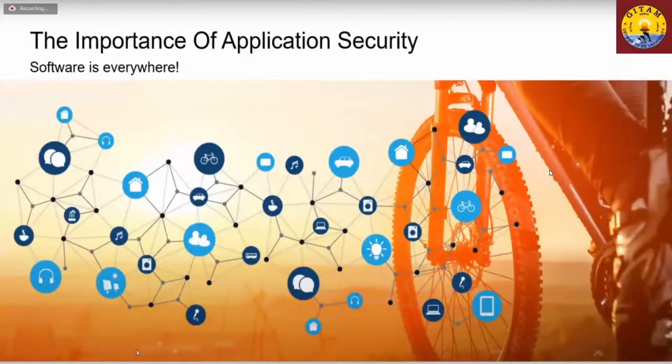Simply put, application security is the general practice of minimizing the vulnerabilities to your applications, making them immune to a range of cyber threats. But the real question is, why should we care about application security? I just told you the importance of application security, right? Because software is everywhere. We use it in all our daily life.